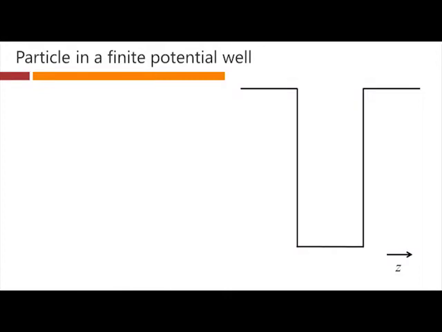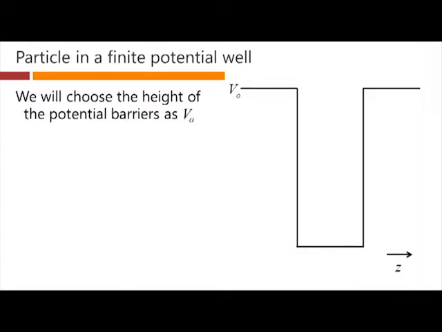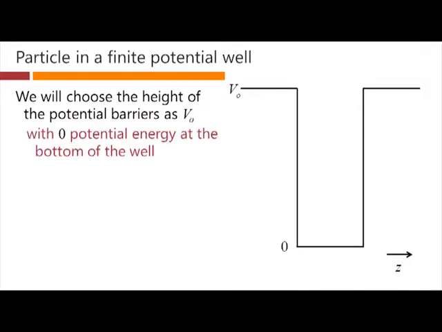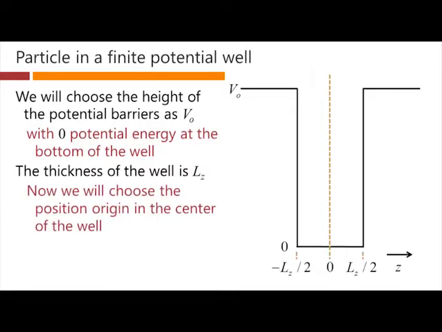So let's look at our finite potential well. We're going to choose the height of the barrier here to be V0 on either side of our potential well. And we'll choose the origin for our energies down at the bottom here to be 0 for our potential energies and all of our other energies. The thickness of the well will be Lz, as before. But now we're going to choose the position origin in the middle of the well. This will turn out to make our algebra much more convenient to write down. So we'll be going from minus Lz over 2 on the left to plus Lz over 2 on the right, and z is moving in this direction, of course.